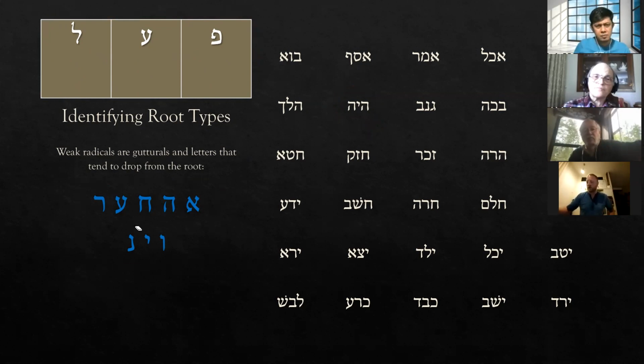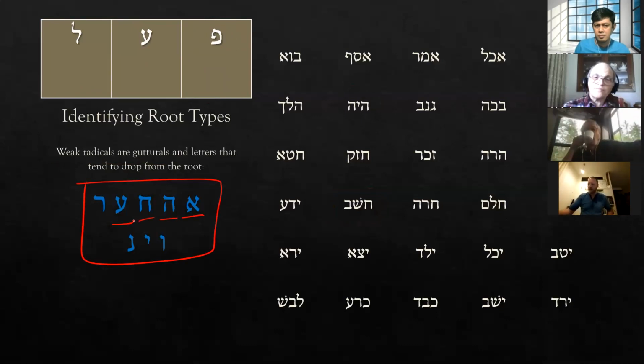It's not difficult. We're just going to take, for example, this word, chashav. We're going to put it here. We're going to say that this is pey chet, because chet is here. It's a guttural. Basically, weak verb roots, weak radicals, are gutturals and letters that tend to drop out of the root. So these are the weak letters. The gutturals: aleph, hey, chet, ayin, and it includes resh because resh also rejects the dagesh. And then we've got vav, yod, and nun that tend to disappear within roots.